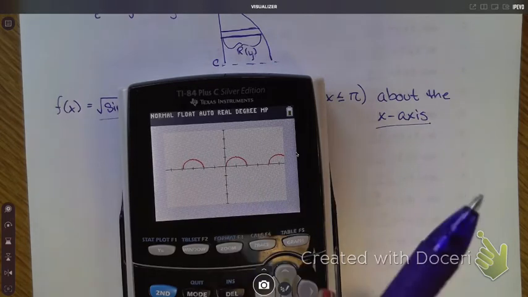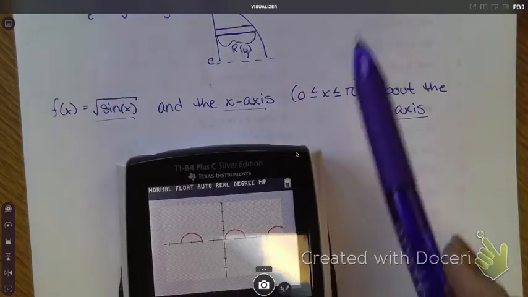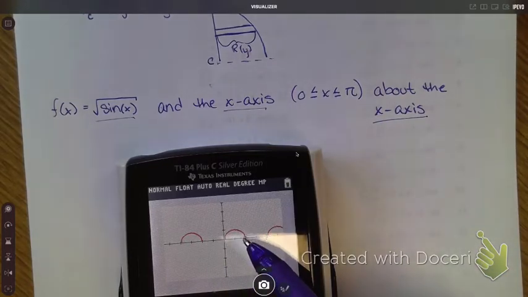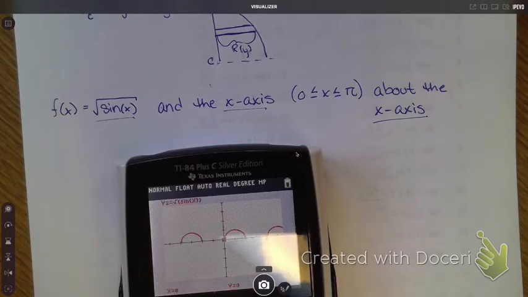We are only interested in from where to where? From 0 to pi. So 0 to pi is right here. If you want to check, you can hit trace, and pi is about 3.14, right? We know that 0 would be at 0, so we could just eyeball that. And the pi is here. See that? Yes. Okay. Because it has 180, which would be pi.